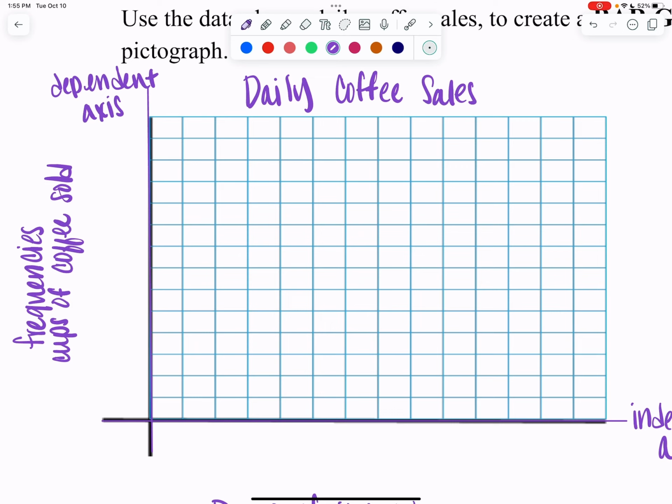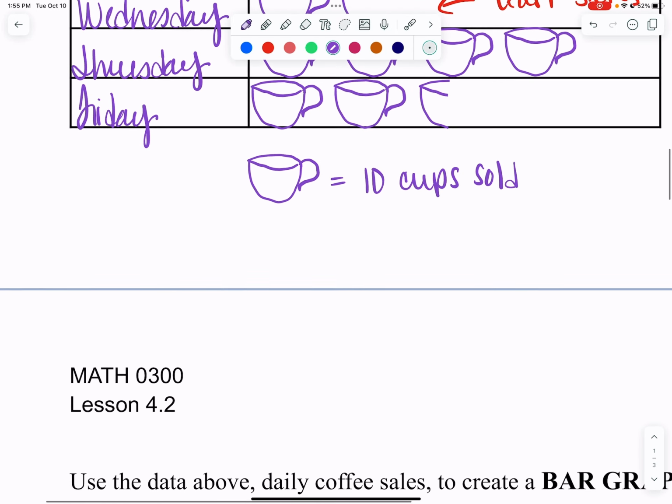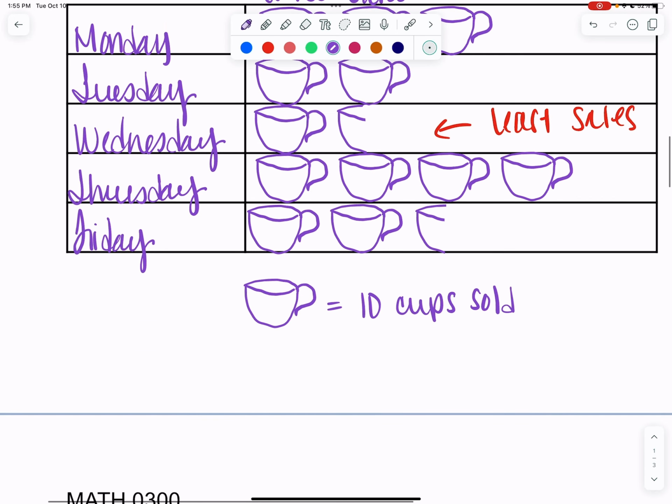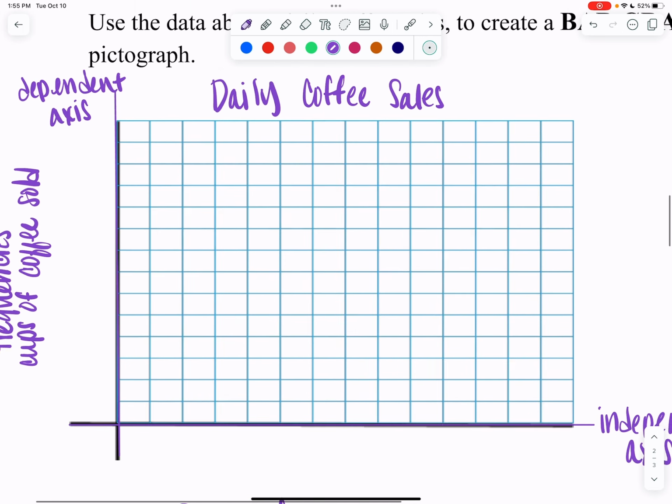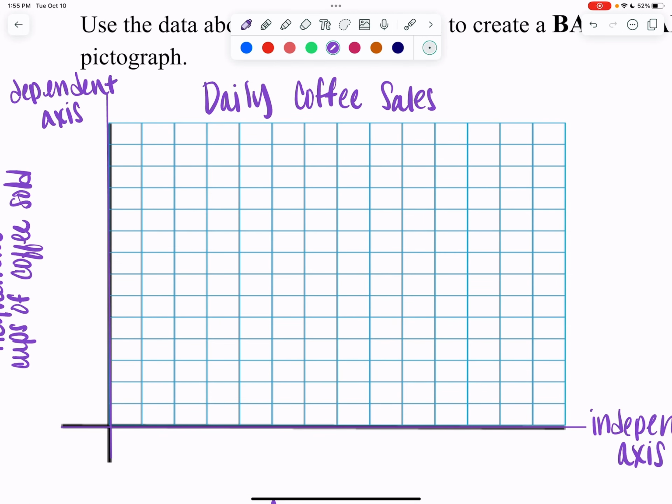We know that our largest number of cups of coffee was 40. So we need to decide on our scales. I think that if we let each line be 5 cups, so that means this would be 10 and 20 and 30 and 40. That should be pretty good. That means down here at the bottom would be 0 cups.